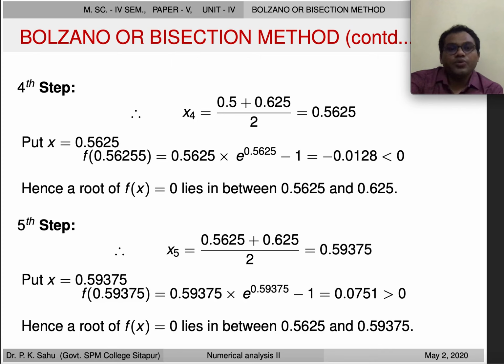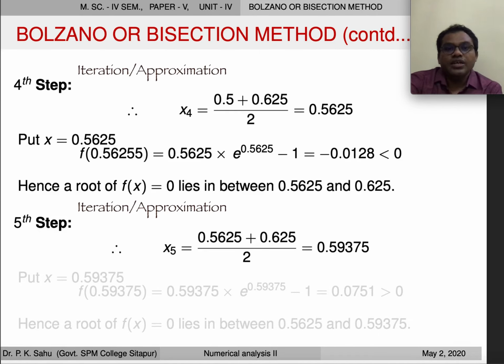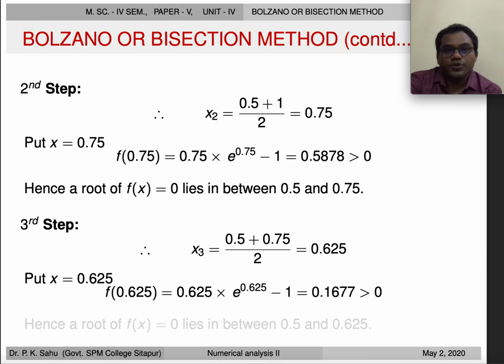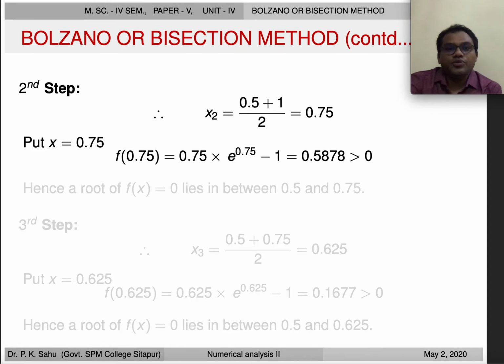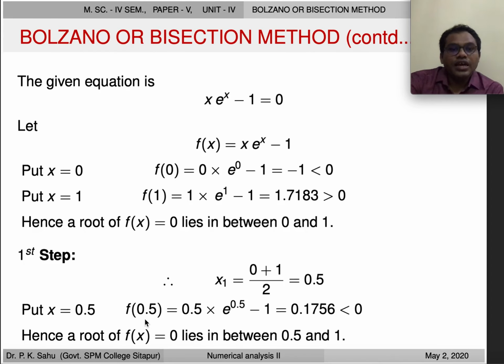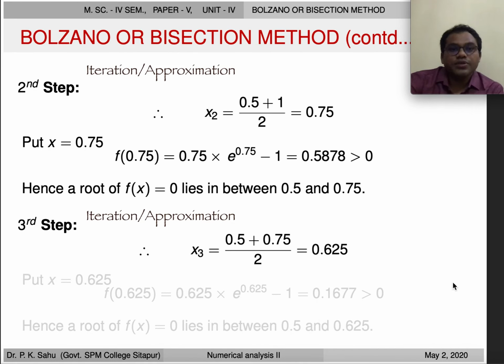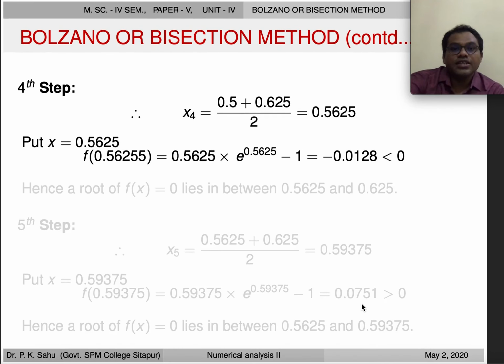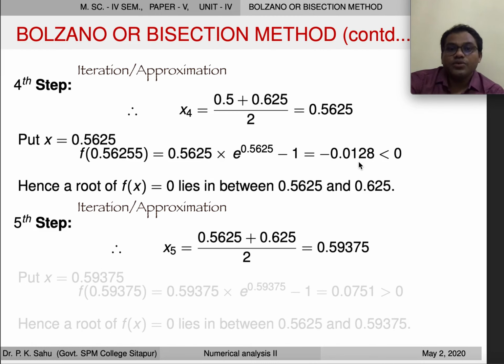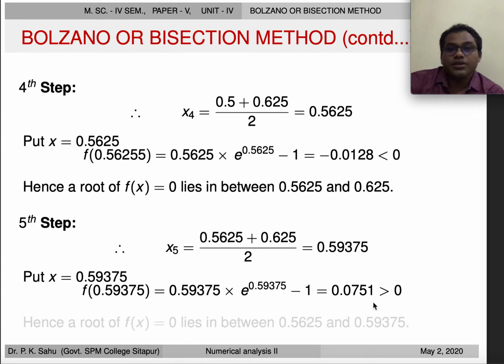In this way we have to proceed. And here one more thing we can observe: as we are proceeding, f(x) is going approximately to 0. In the first case f(0.5) is about minus 0.17, then in the following steps it is 0.5, 0.16, then minus 0.1, then again minus 0.07, meaning f(x_n) is approximately going to 0.